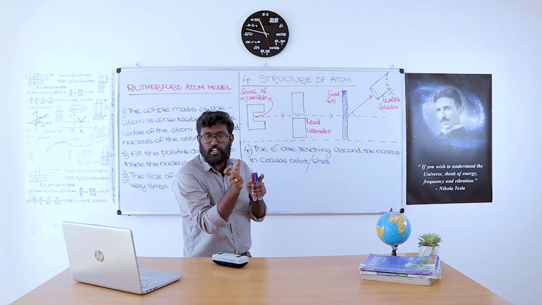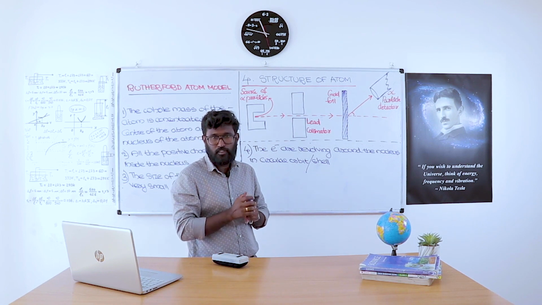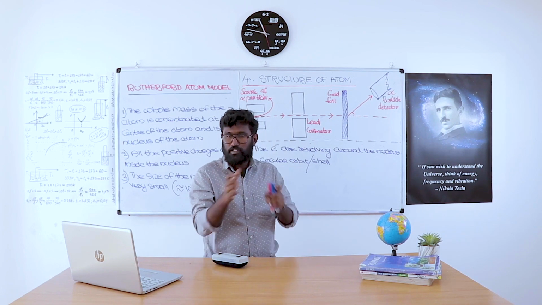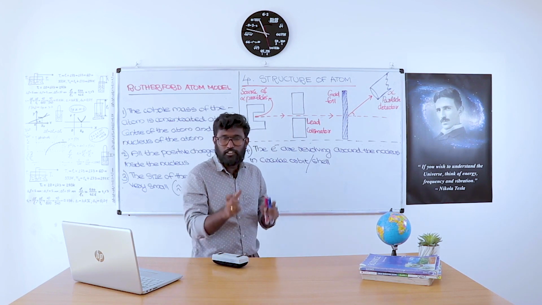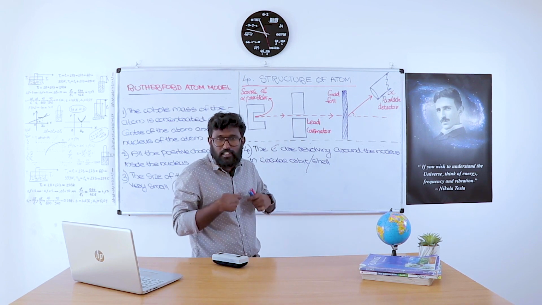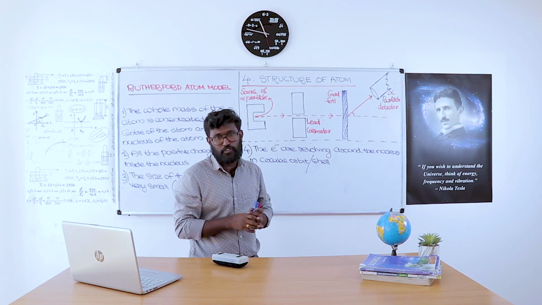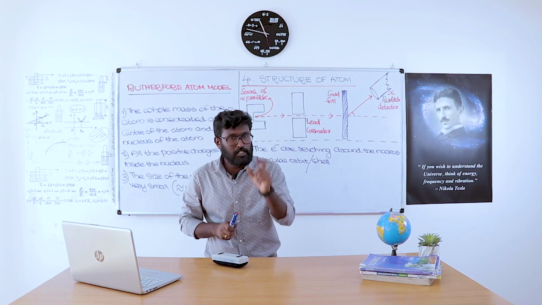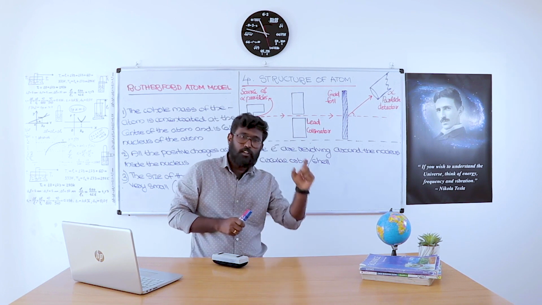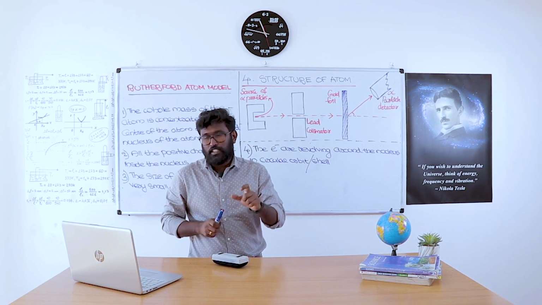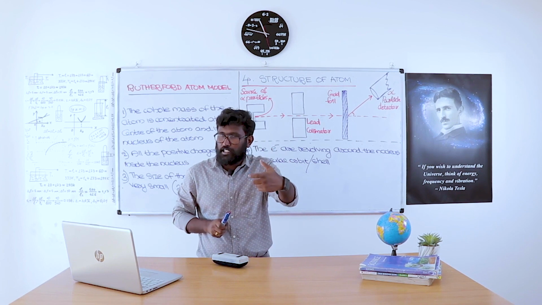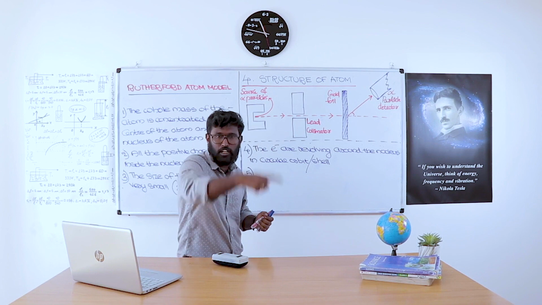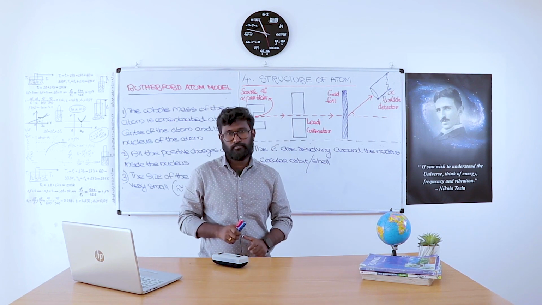So this positive charge and negative charge have an attraction. That force of attraction is called electrostatic force of attraction, because these are charges. Charges will attract, and that type of attraction is called electrostatic force of attraction. So there is an electrostatic force of attraction between the proton and the electron. That electrostatic force of attraction provides centripetal force for the electron to revolve around the nucleus in circular orbit.